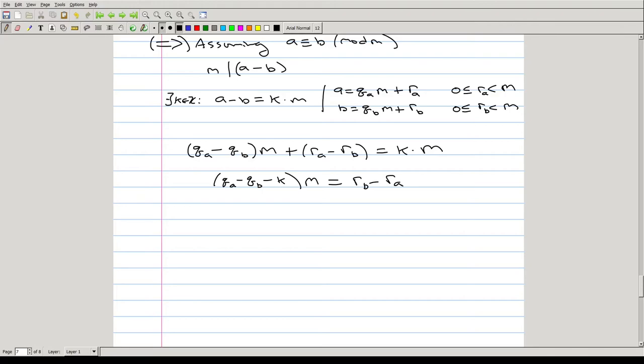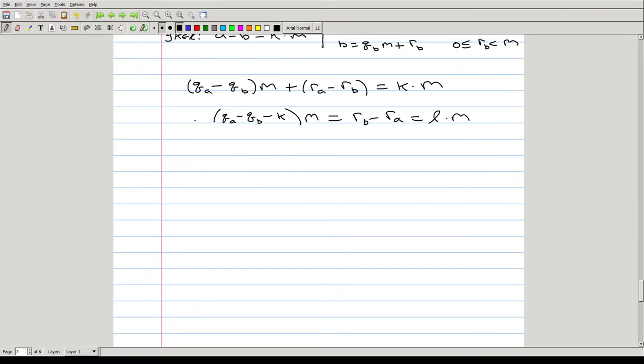And what that means is that RB, the remainder of B, minus the remainder of A, must be divisible by M. Specifically, this is equal to some L times M. But RB and RA are both integers from 0 to M minus 1, meaning that we can bound the set of possibilities for RB and RA. And sure enough, all other possibilities will lead us to a contradiction, and it'd be a good thing to go through and verify to yourself.